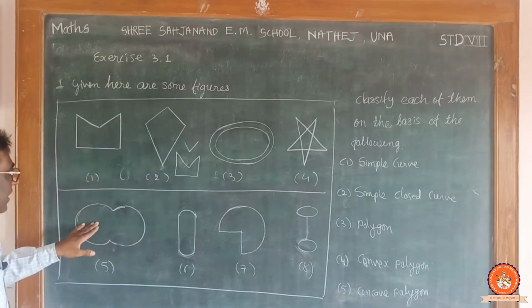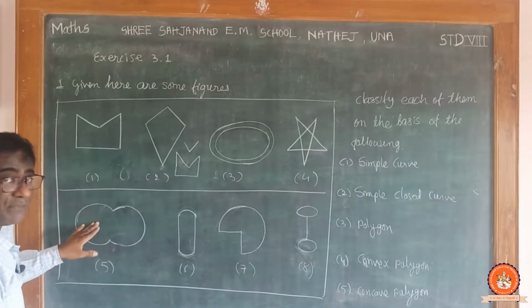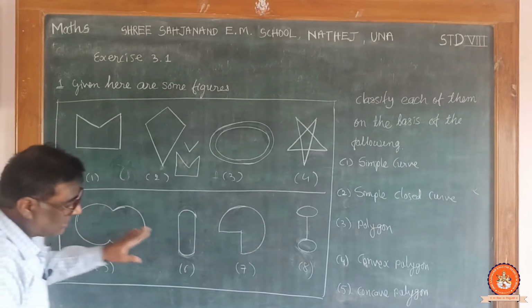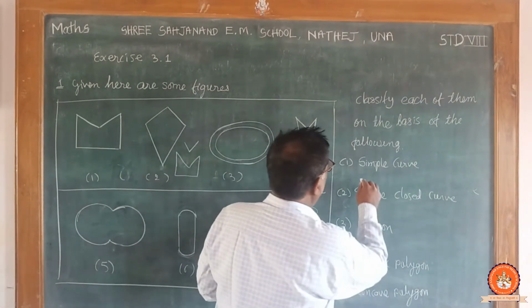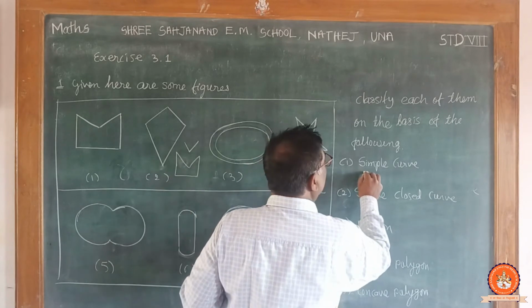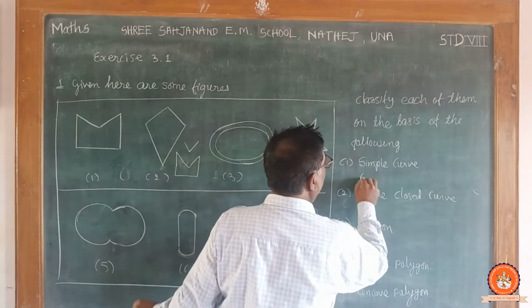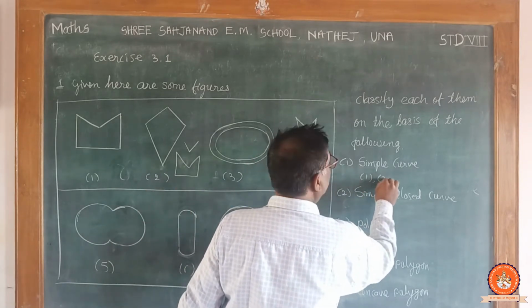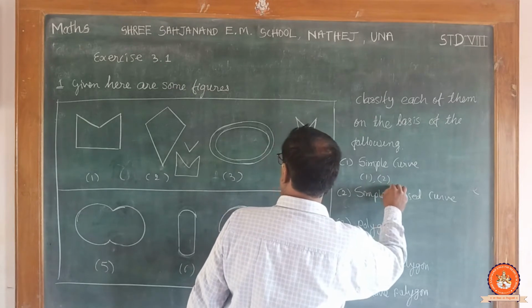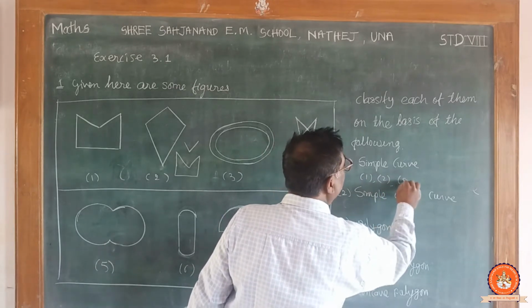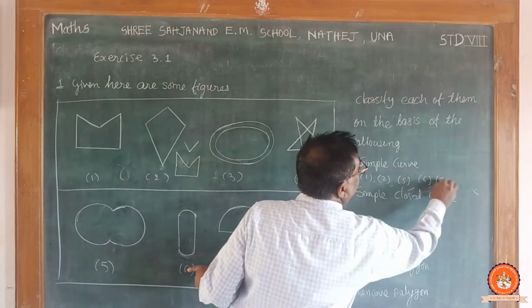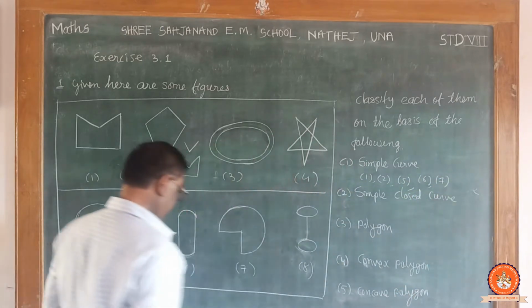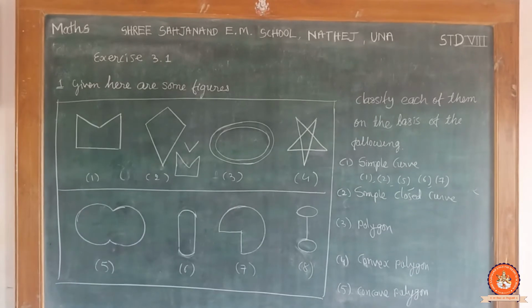This one, okay, you can draw it without lifting your pen, so it's a simple curve. This one is also, and this one is not. So there are 5 figures: 1, 2, 5, then 6, then 7. Okay, very good.